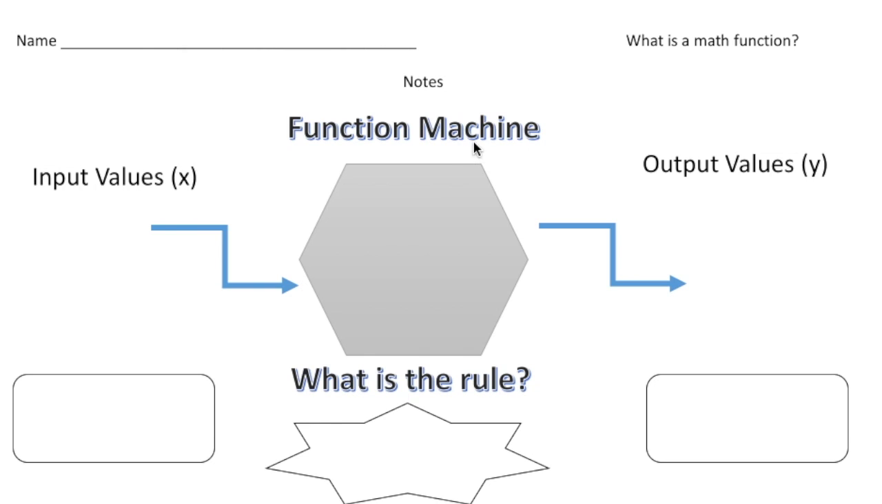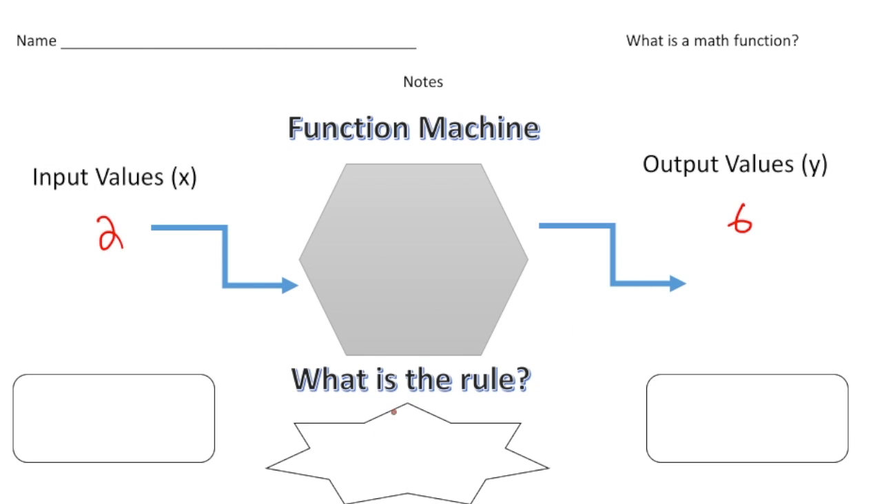Here we have a big hexagon, and I want you to pretend this is a magic machine. We're going to feed numbers into the machine, and they're going to pop out a different number. Let's say, for example, the number 2 goes into the machine, and the 2 changes into a 6. So the input value was a 2, and the output value is a 6.